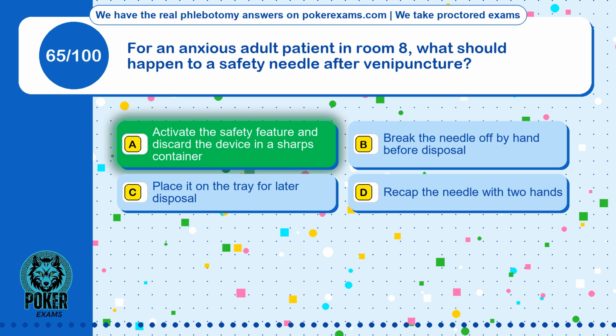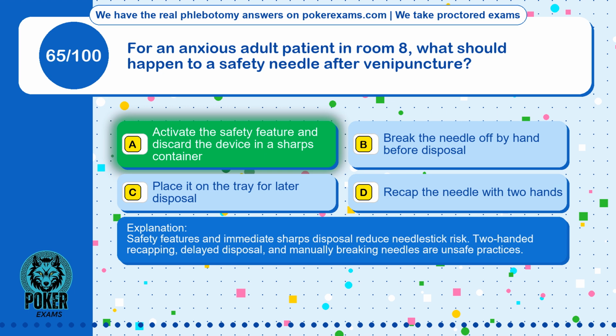The correct answer is option A. Activate the safety feature and discard the device in a sharps container. Safety features and immediate sharps disposal reduce needle stick risk. Two-handed recapping, delayed disposal, and manually breaking needles are unsafe practices.